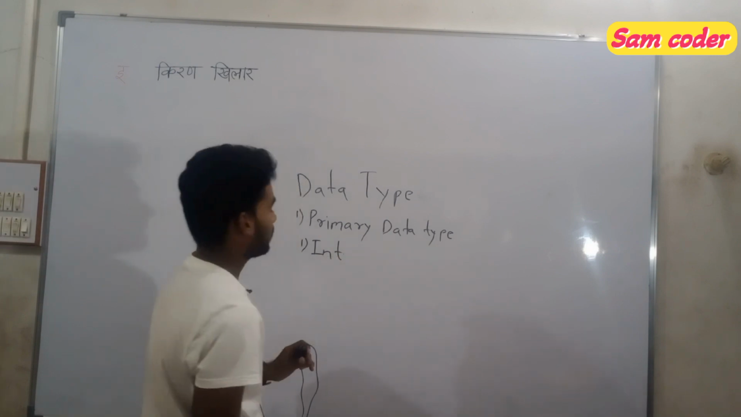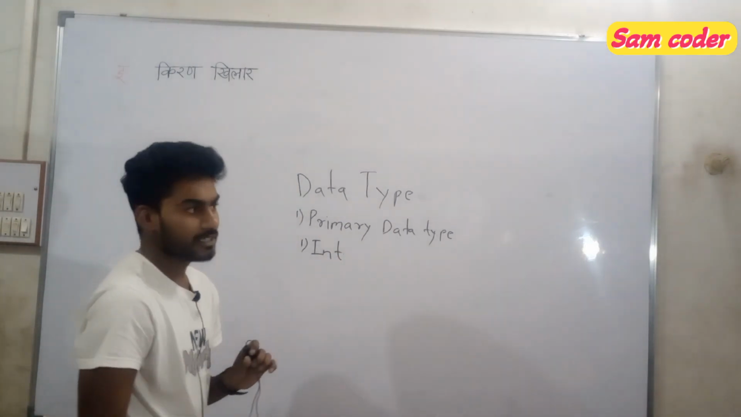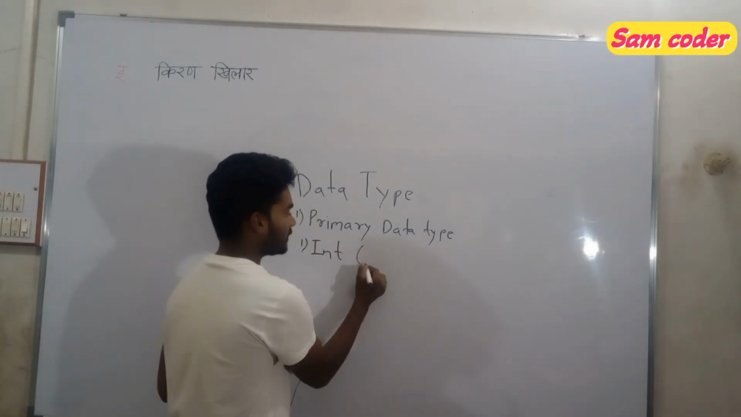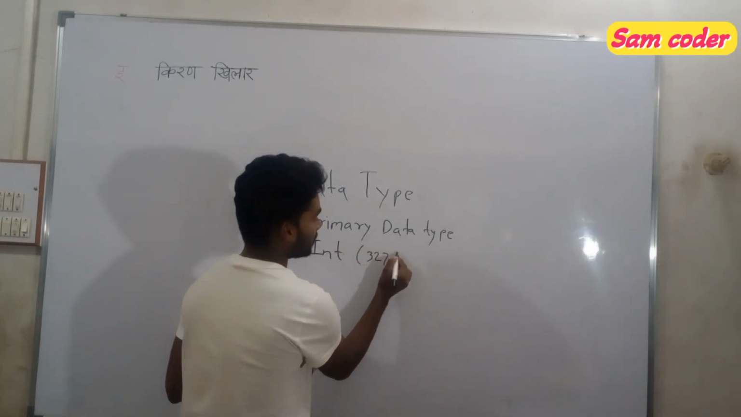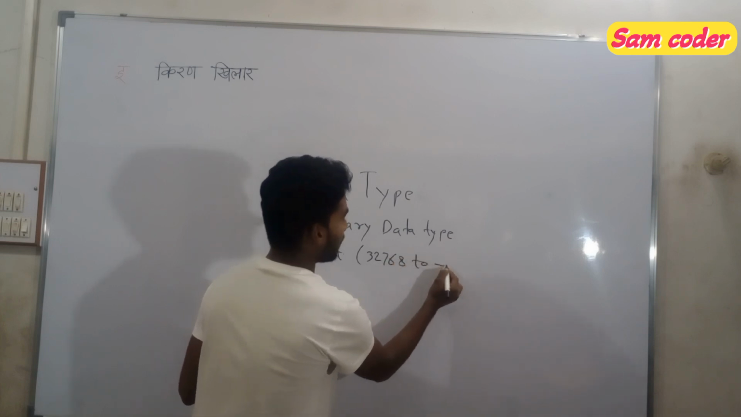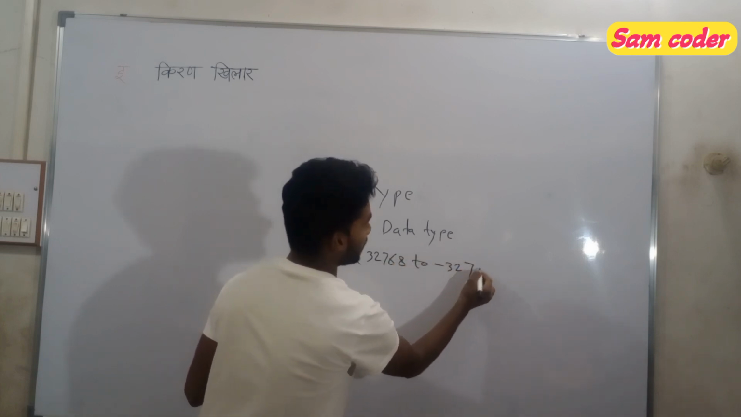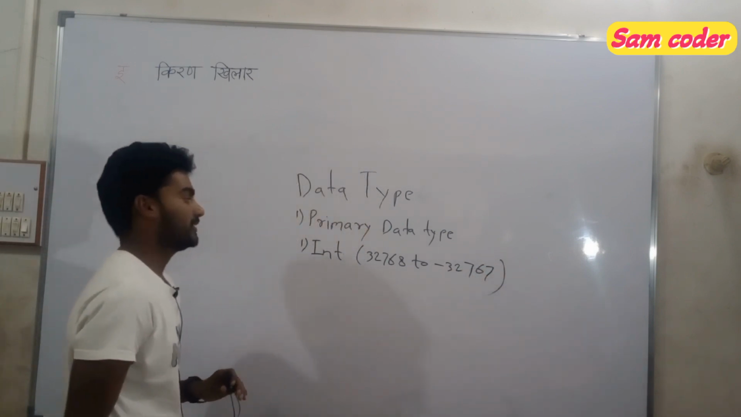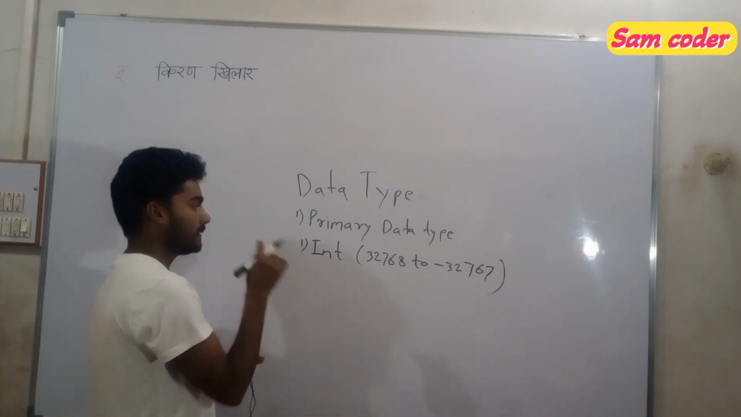For the integer data type, we can use numerical values, and the range for integer is minus 32,768 to 32,767. This is the range for the integer data type. And I can show an example in this program.